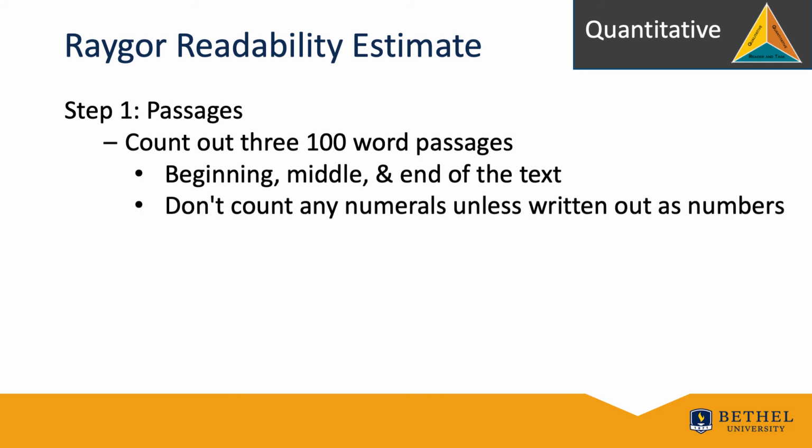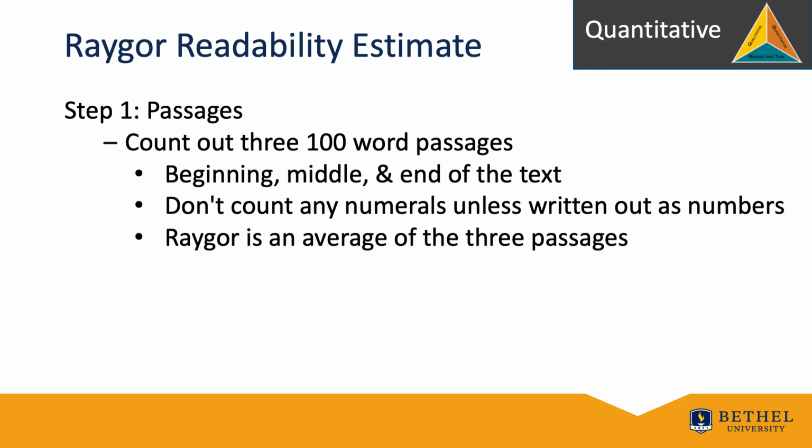Don't count any numerals unless they are written out as numbers. For example, not 43, but 40-3. Raygor is an average of the 3 passages. You can do a quick count conducted on one passage, but it is guaranteed to be less accurate.